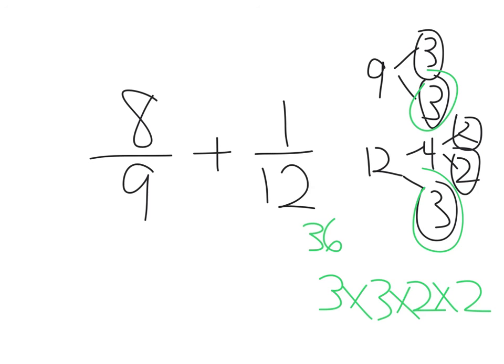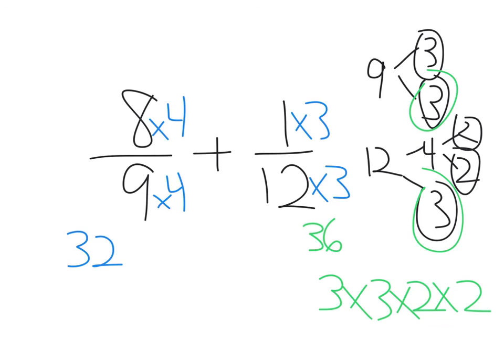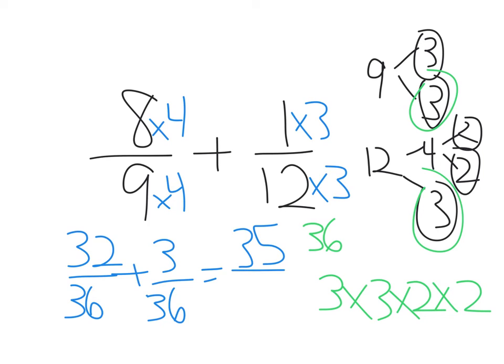So how do I change 9 to 36? Well, I'm going to multiply it by 4. I have to multiply the top by 4 as well. How do I change 12 to 36? Multiply by 3. Multiply by 3. Then I'm going to rewrite it. It's going to be 32 over 36 plus 3 over 36. That's going to equal 35 over 36. And we're done.